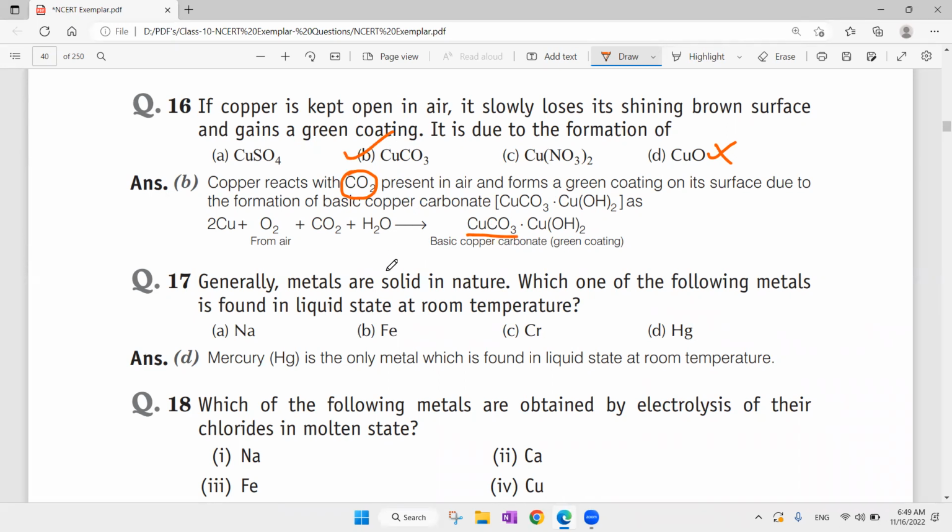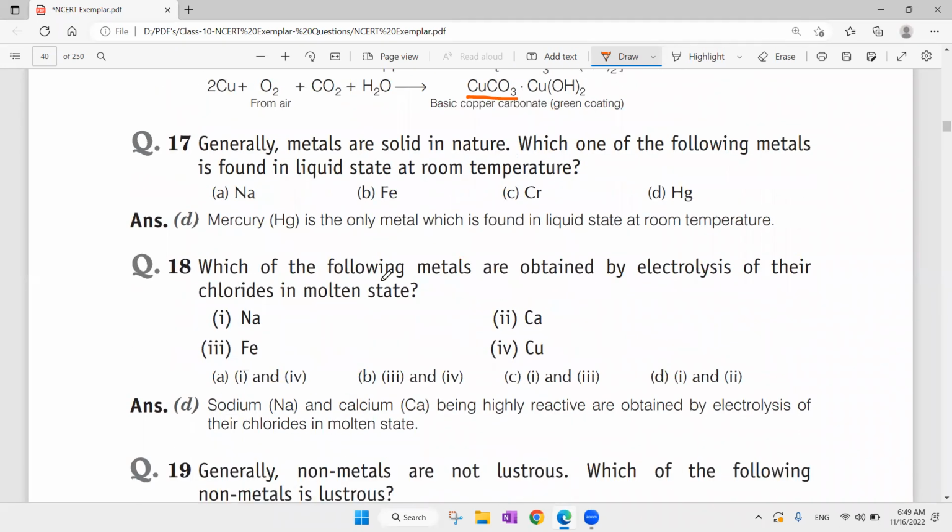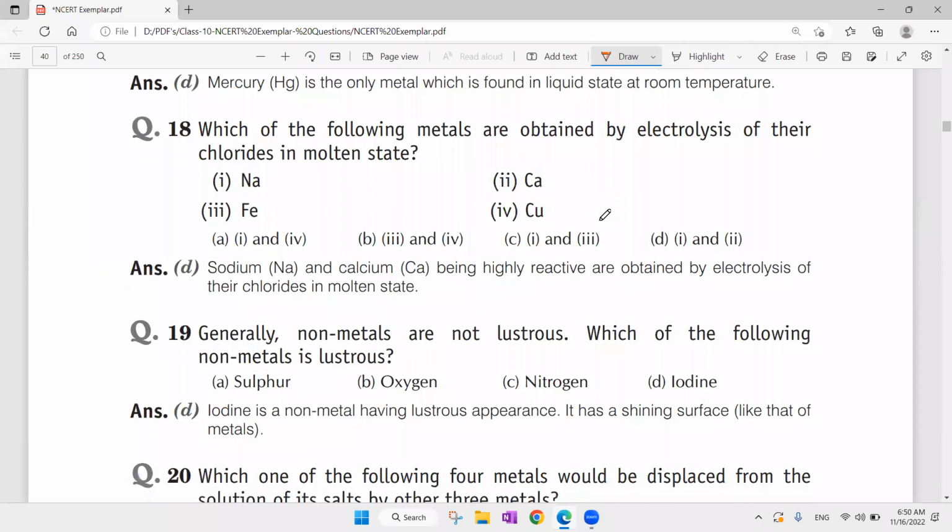That is also a very straight question. Now 17. This is also a direct question, no need to think. Generally, metals are solid in nature. Which of the following metals is found in liquid state? Mercury. Done. This is also a straight question.